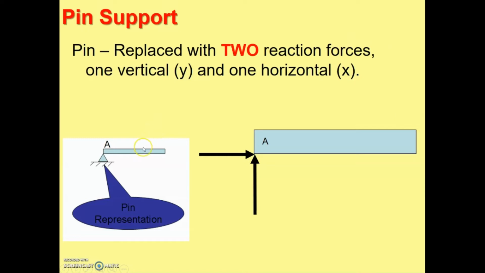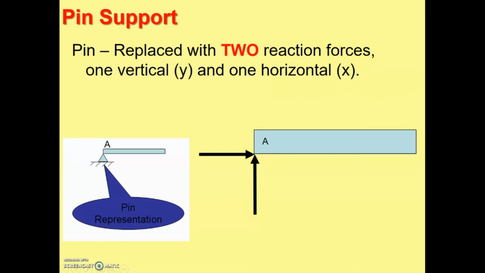So it's going to give us a reaction force in the Y direction, but it's also going to prevent our bridge from moving in the X direction. So while rollers give us support going up and down, pins give us support left and right and up and down. So if I were to translate this truss over here into a force diagram, it would look something like this on joint A, where we have a horizontal force and a vertical force.